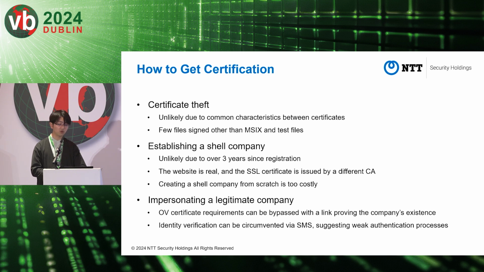With this CA for OV certificates, if a company has been registered for more than 3 years, they will issue a certificate as long as there is a link proving the company's existence. Though there is a form-based identity verification, it can be substituted with SMS verification, making it easier for attackers to bypass the identity verification process. Given this, it is highly likely that the certificate sellers are impersonating legitimate companies and obtaining certificates without the company's knowledge.